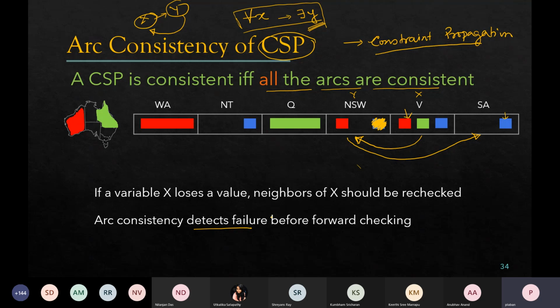And what benefit do we get if we detect failure early? We can prune the search space in a better way, in a larger way, right? So that's what the idea is.